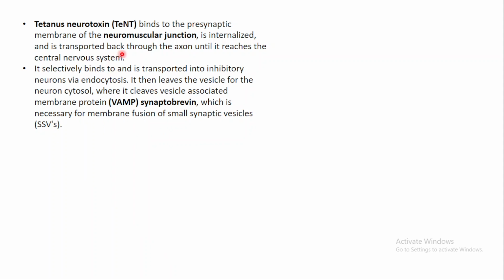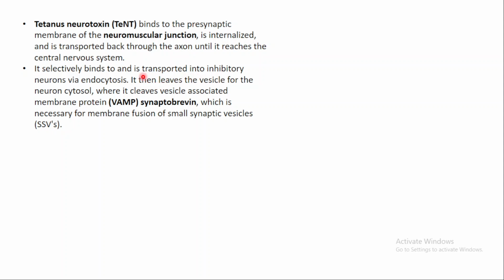So through that presynaptic membrane, that protein will get transported through the axon to the central nervous system, or to the brain spinal cord axis. There it selectively binds to and is transported into inhibitory neurons via endocytosis. Endocytosis is a process in which extracellular materials can be engulfed inside the cell via membrane budding or membrane incision. So these proteins will enter inhibitory neurons via endocytosis.